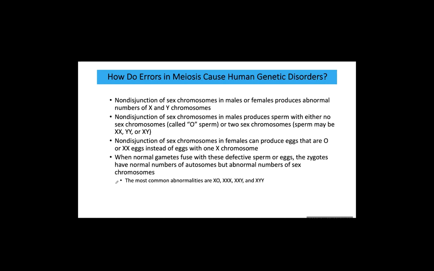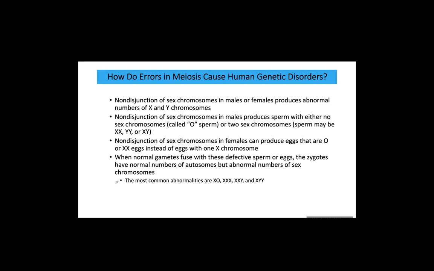But sometimes even that M checkpoint can be loosely checked. Therefore, the cell division might just progress with a mistake. So, non-disjunction of a sex chromosome in males or females produces an abnormal number of X and Y chromosomes. Non-disjunction is a new word. Non-disjunction means it's not proper segregation. It's not proper separation. Okay?